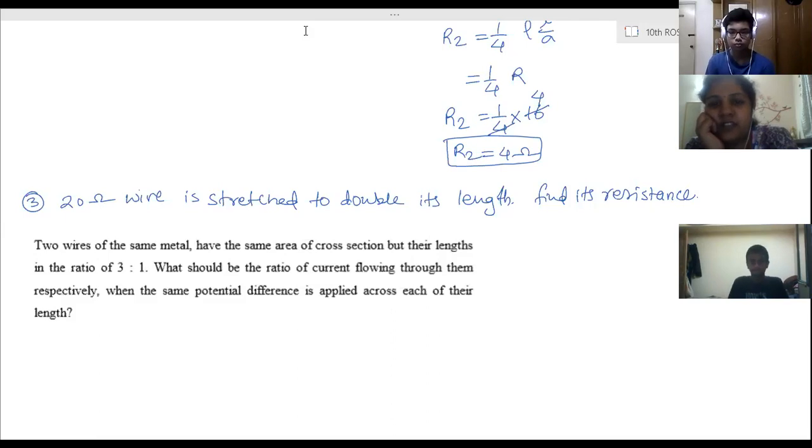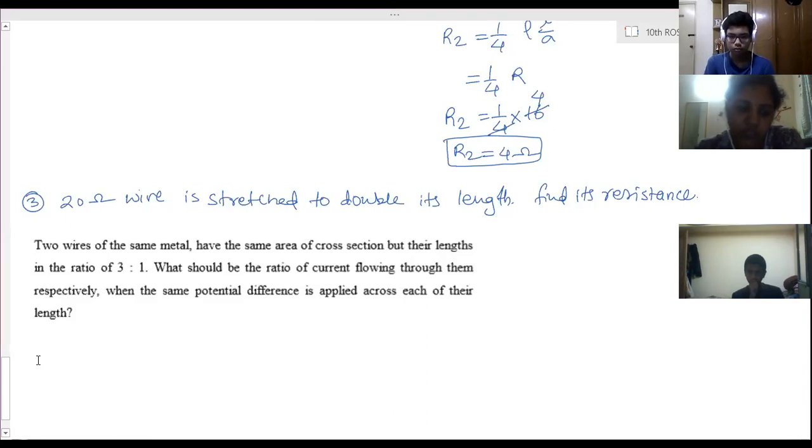Resistance is directly proportional to length, so the resistance ratio is 3:1. Now resistance and current are inversely proportional. Therefore the ratio will be R1 by R2 is equal to I2 by I1. That is 3:1. So I1 is to I2 is 1:3. The current ratio is 1:3.